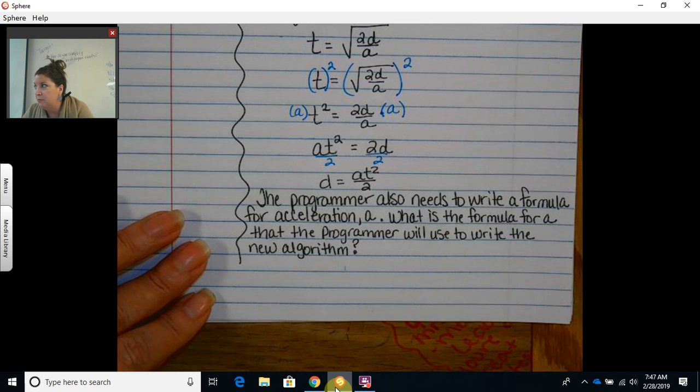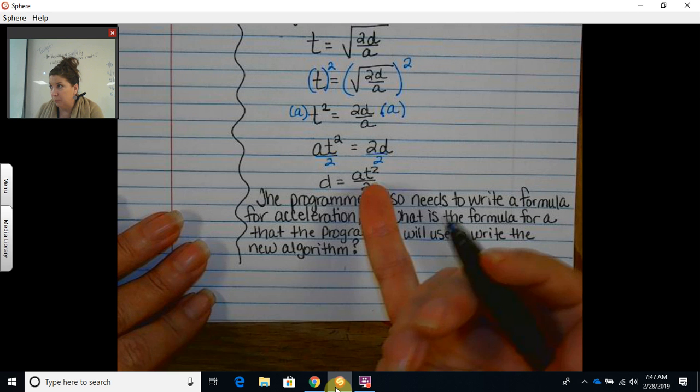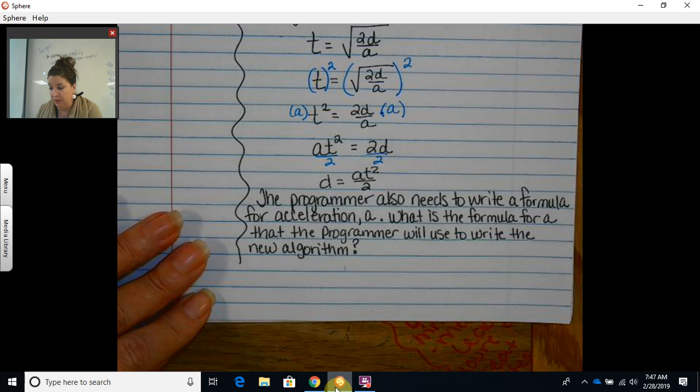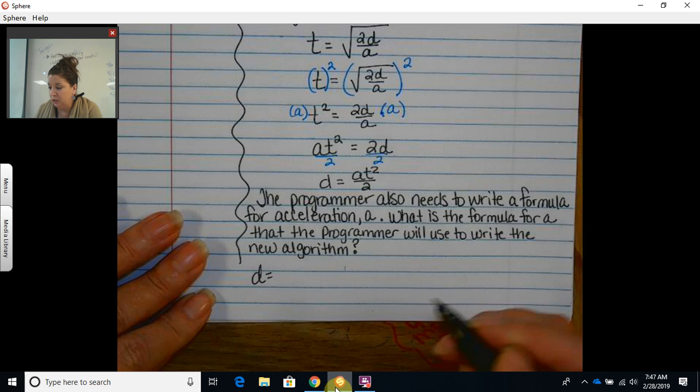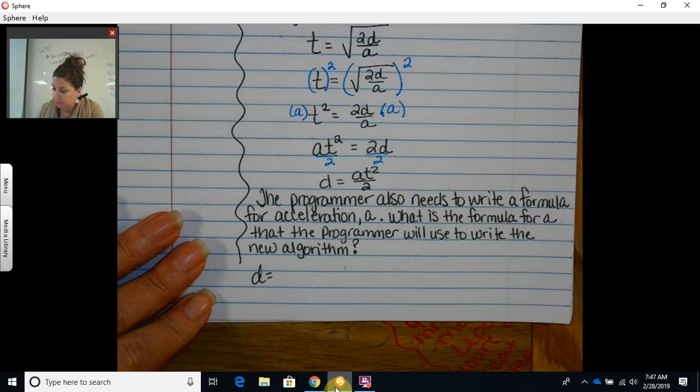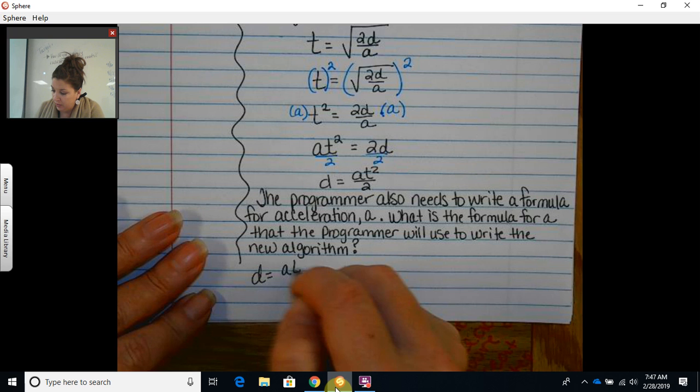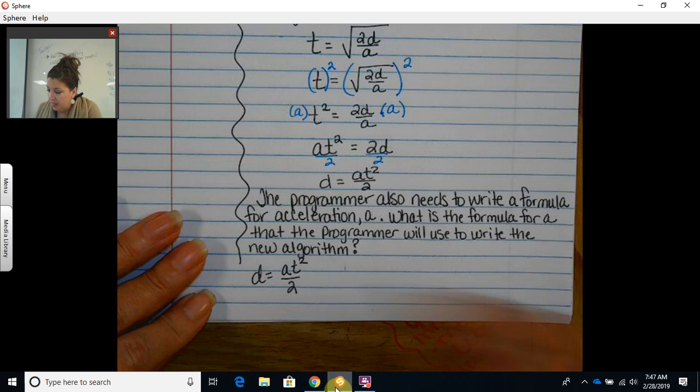I'm going to go to the distance formula since we've already kind of worked with the time formula, and I'll just start there. But you could use the original time formula. It doesn't matter. And since I am running out of room, I'm going to work to the right instead of up and down. So we had distance equals a t squared divided by 2. This time we are solving for acceleration.